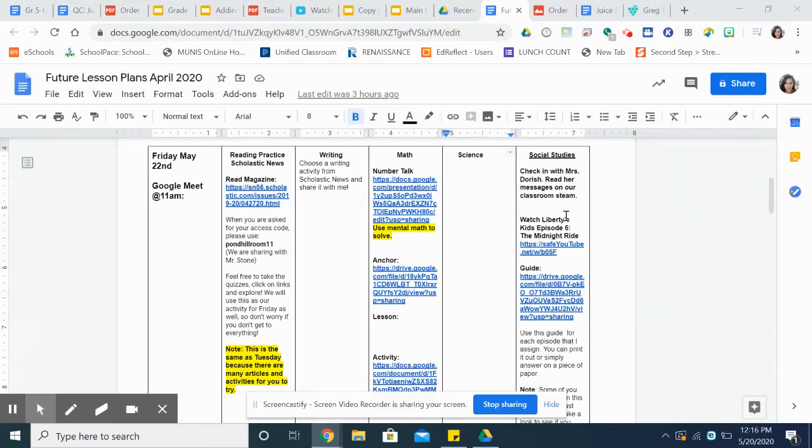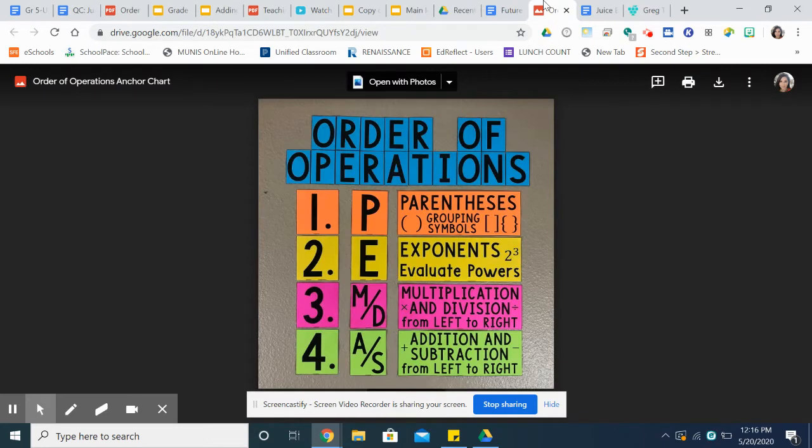Hi, boys and girls. We are going to continue with the order of operations for today in math. The first thing I want you to click on when you start math is this anchor chart. So this is the order of operations. This is the order you have to go in when you're solving a multi-step numerical expression.